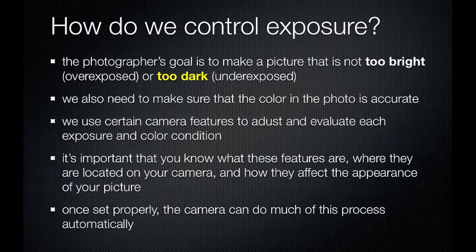How do we control exposure? The photographer's goal is to make a picture that is not too bright, which we call overexposed, or too dark, which we call underexposed. We also need to make sure that the color in the photo is accurate. We use certain camera features to adjust and evaluate each exposure and color condition. It's important that you know what these features are, where they are located on your camera, and how they affect the appearance of your picture. Once set properly, the camera can do much of this process automatically.